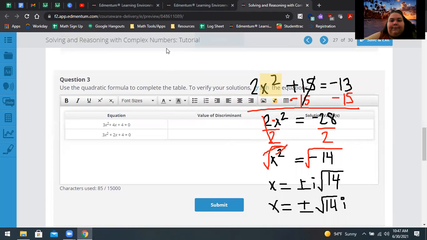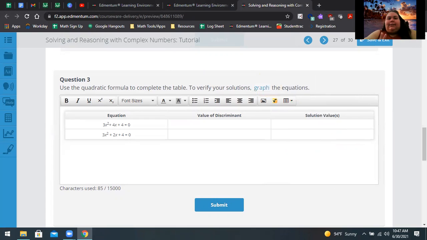Question number 3. Remember, make sure you're pausing the videos because I'm only covering one part. You should go ahead and cover the other questions. Again, it's very similar to the steps that I followed. This one says use the quadratic formula to complete the table. To verify your solutions, graph these equations. So again, we're going to work on one of these together. We'll do the first one.